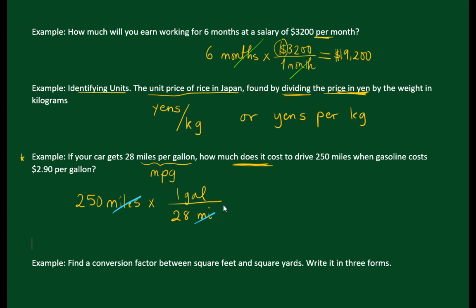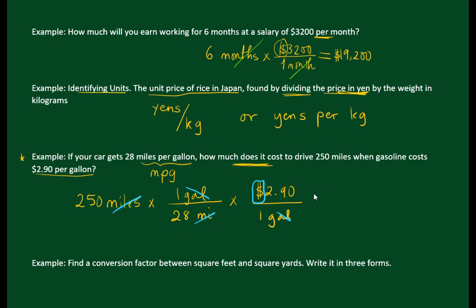Now, if we continue, we need to cancel the gallons, but we have the price, $2.90 per gallon. So I can write $2.90 per 1 gallon, or you can write it vice versa. It really depends on the problem, how you write it down or set it up. So see, now the gallons will cancel, and we get the cost for this trip.